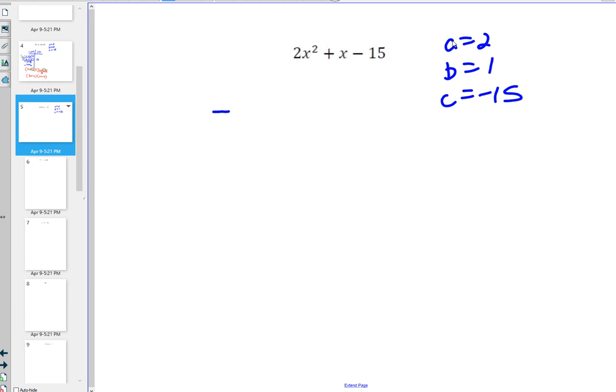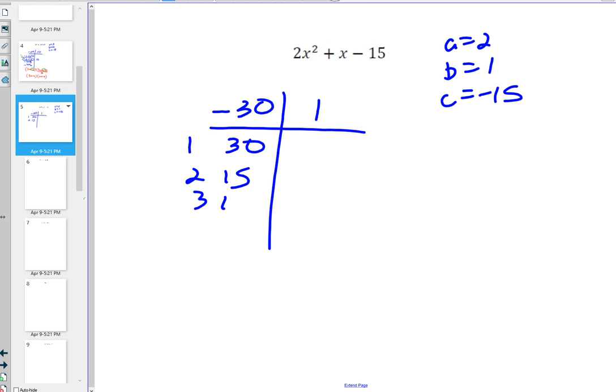So 2 and -15 is -30. B is 1 and 30, 2 and 15, 3 and 10. If you can do it in your head, you don't have to do all this stuff. If you can't do it in your head, get a calculator: 30 divided by 1, 30 divided by 2, 30 divided by 3, 30 divided by 4, 30 divided by 5. As long as you don't get a decimal, then you can write down the pair.